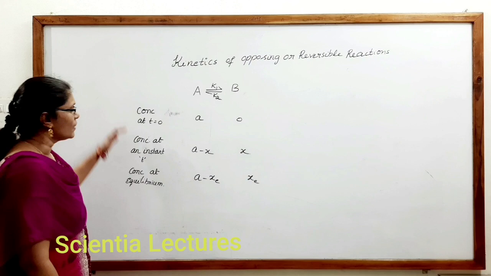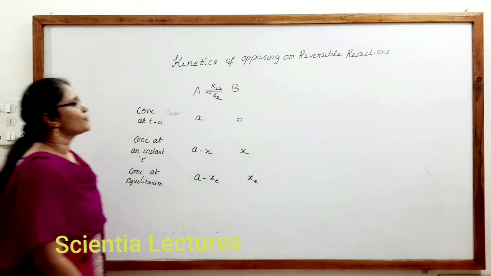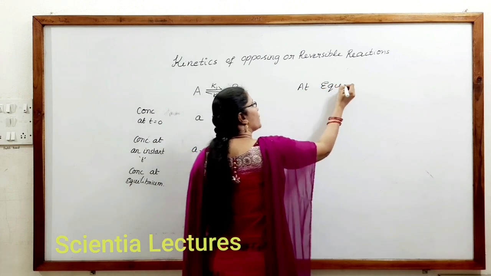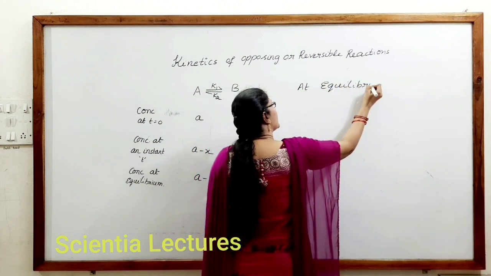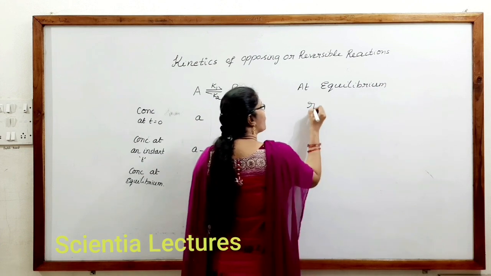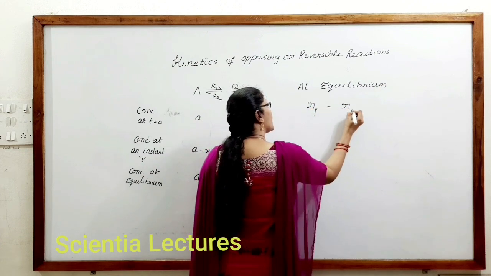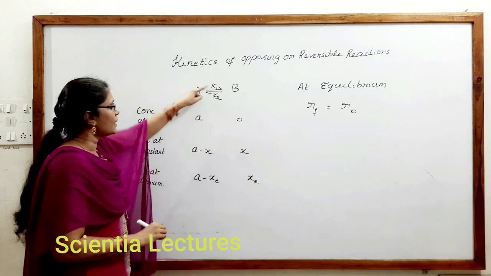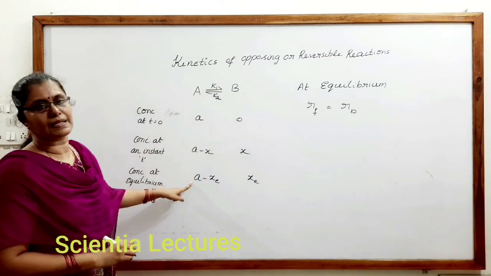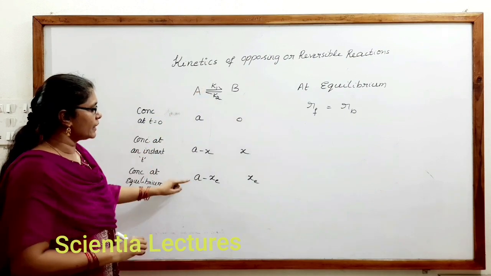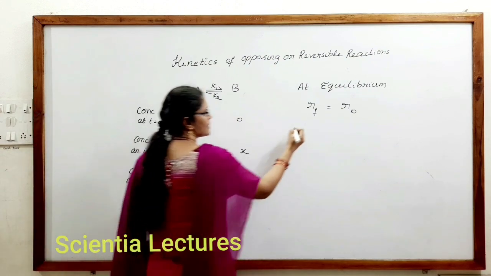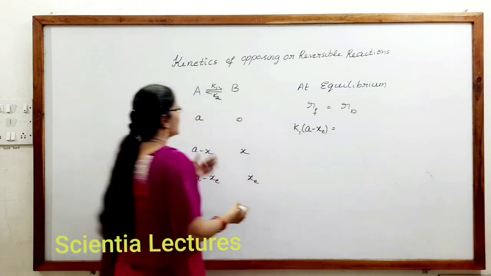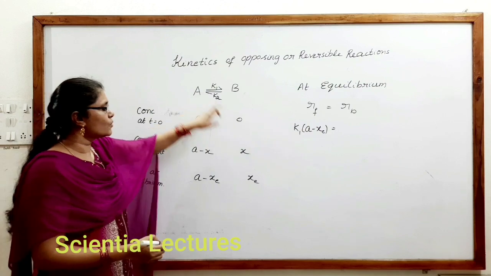So in this consideration, what happens at equilibrium when we say it has attained equilibrium? The rate of the forward reaction becomes equal to the rate of the backward reaction. What is the rate of the forward reaction? K1 into A minus Xe at equilibrium. K1 into A minus Xe is the rate of the forward reaction. Now what is the rate of the backward reaction? K2 into Xe.